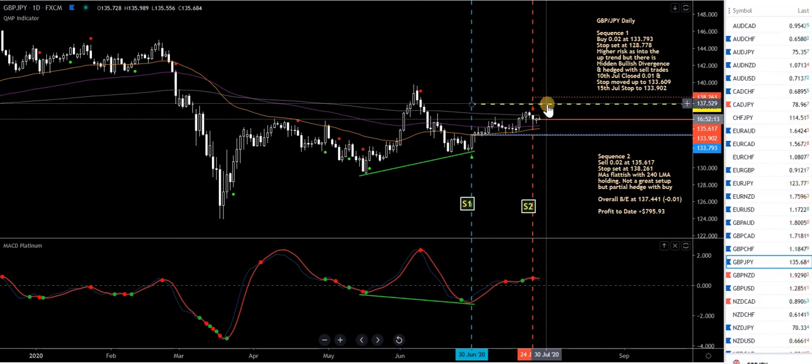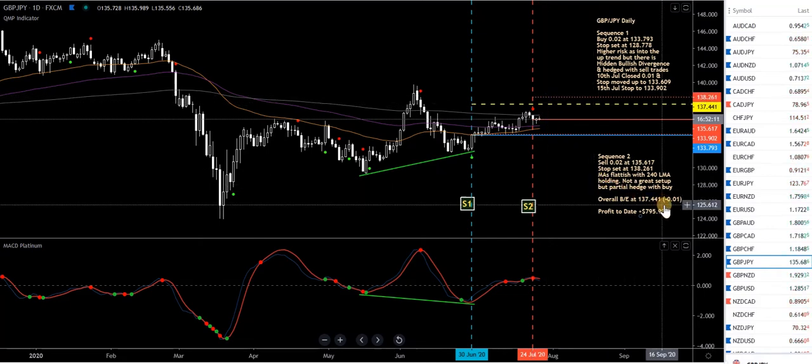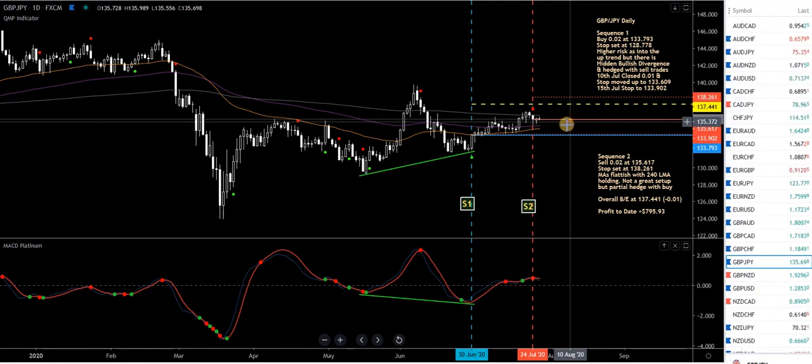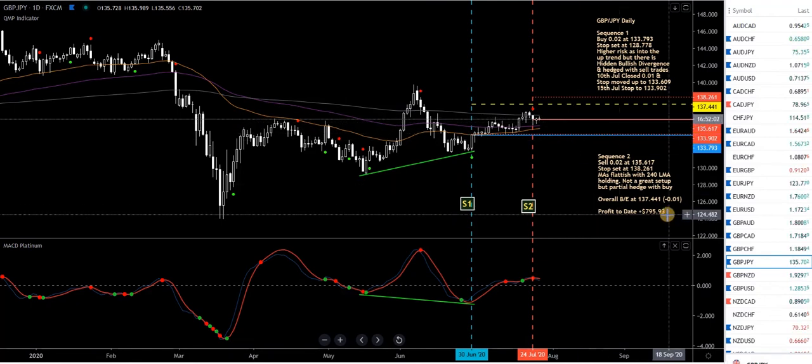Overall break even for both trades is this yellow line. Because I'm net negative 0.01, as long as price remains below that yellow dashed line, I'm in profit on both trades. And I've made some good money on this pair, so it's good.